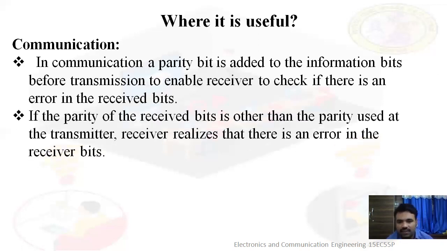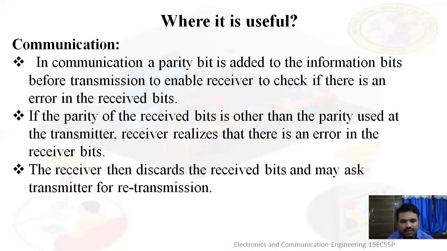If the parity of the receiver bits is other than the parity used by the transmitter, the receiver realizes that there is an error in the received bits. Assume that we have used odd parity at the transmitter, but we have received even parity at the receiver, and both are not coinciding. So the receiver thinks that there is an error in the transmission. The receiver then discards the received bits and may ask the transmitter for retransmission.